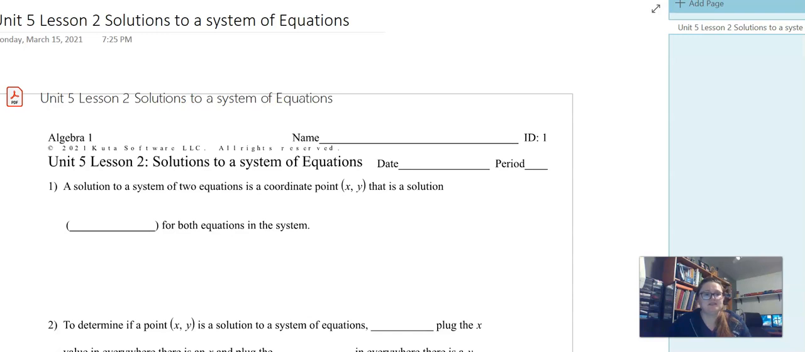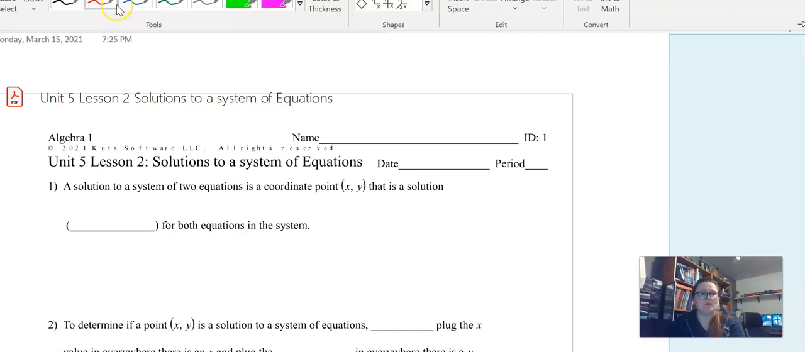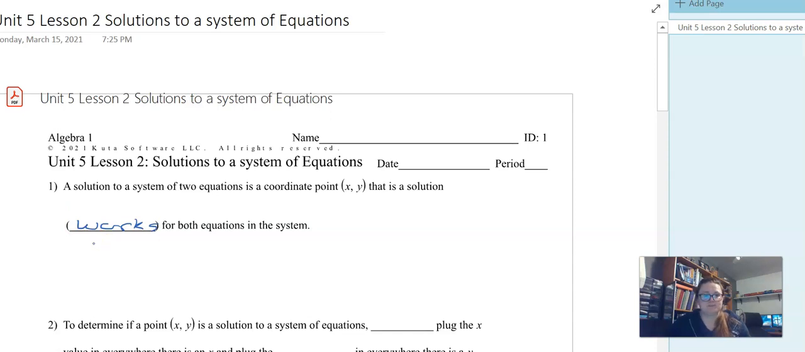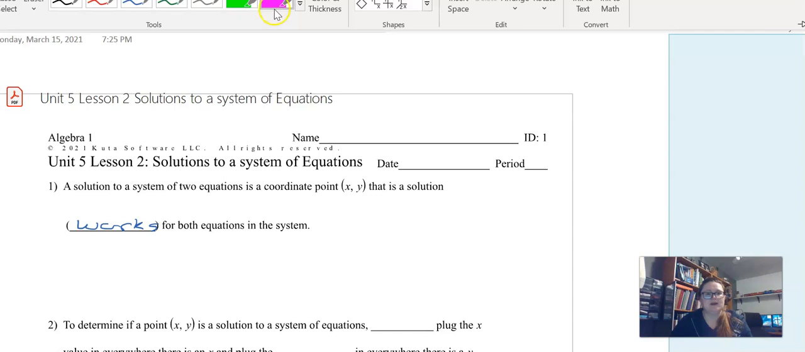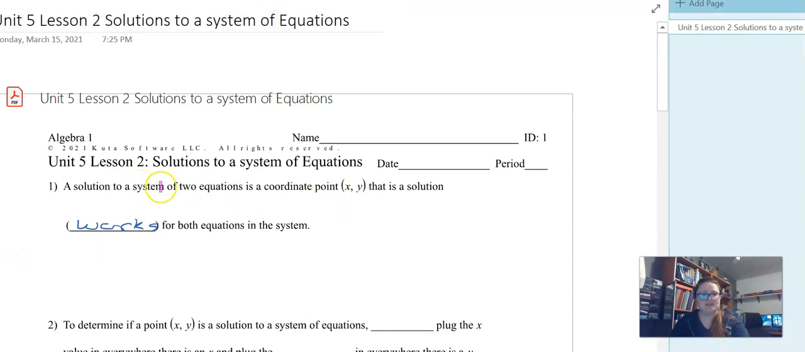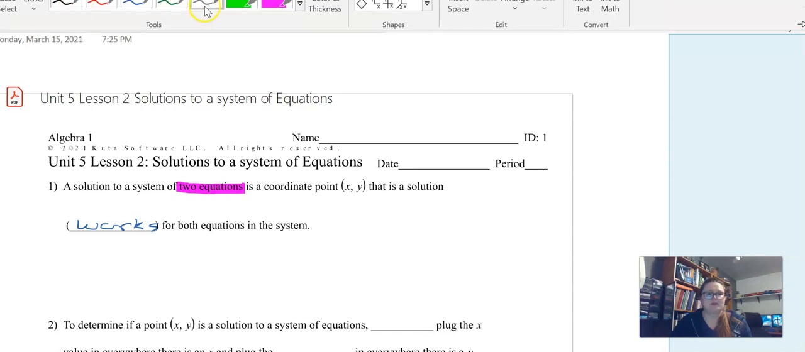So a solution to a system of two equations is a coordinate point (x, y) that works, because when something's a solution, that means it works for both equations in the system. I was very clear here that this is for two equations, because if you are talking about a system with three equations, then you're going to need three variables, which we won't do in this class. That's why I said two there, because it is important that it's two.